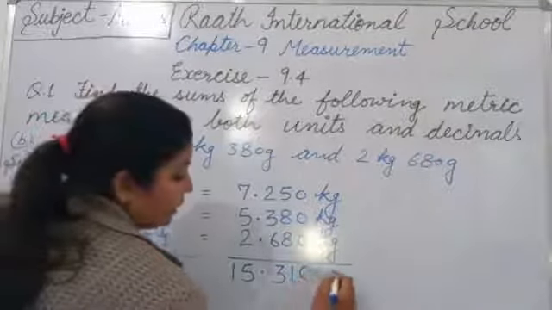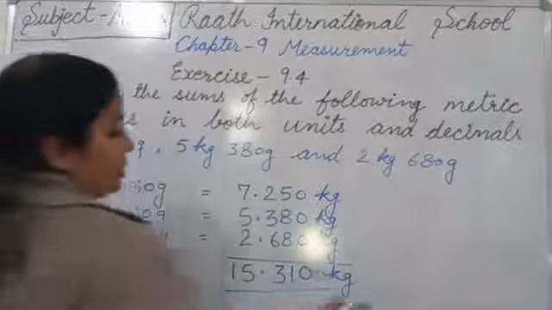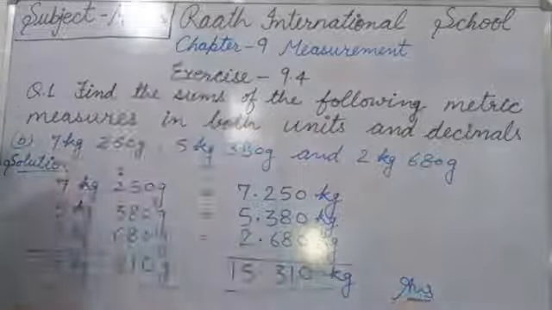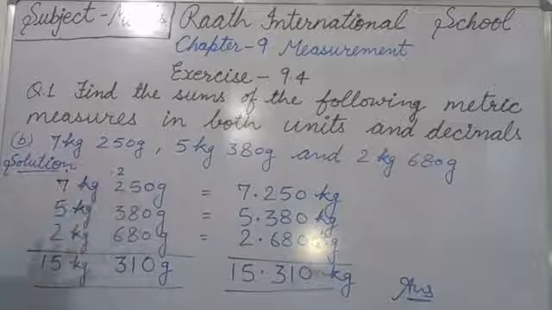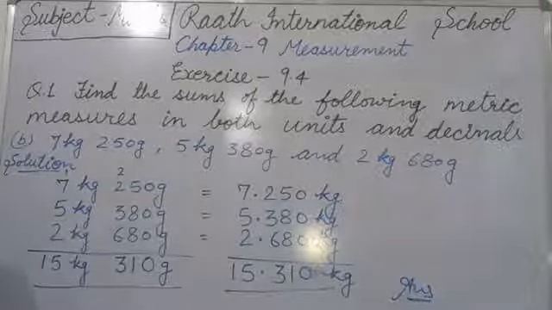310 kg. So that is your answer. So same way you will do the D part. B or D aapka same hai. D may be same, units change hai. The method is same. So A and C are same and B and D are same. So that means C and D you will do yourself.